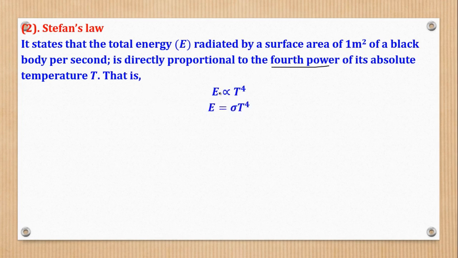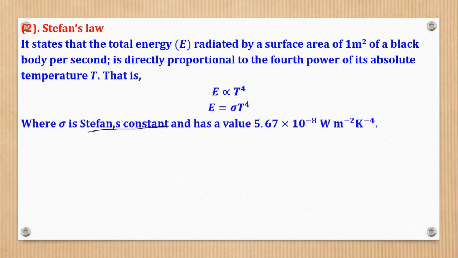When I remove the proportionality sign and I put an equal sign, I have to put a constant of proportionality. So in this case, the constant of proportionality is sigma. And that sigma has a special name. It's called Stefan's constant. And it also has a value, which is given in an examination. So Stefan's constant is 5.67 times 10 to the negative 8 watts per square meter per Kelvin to the power 4.